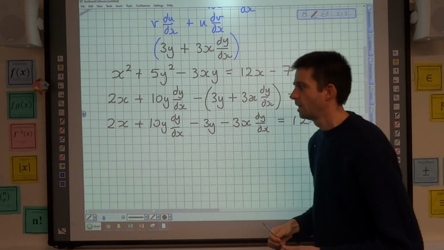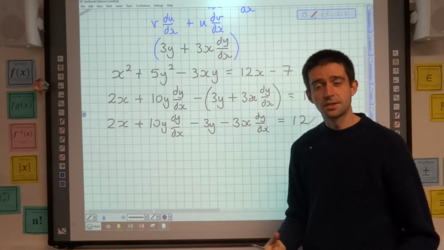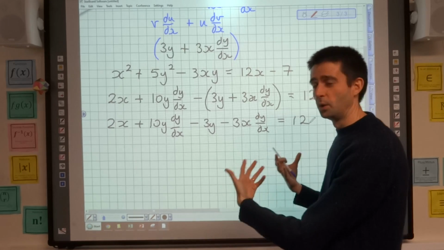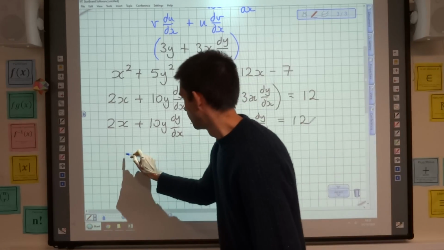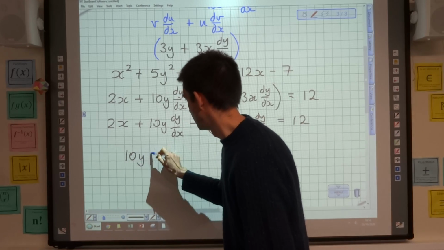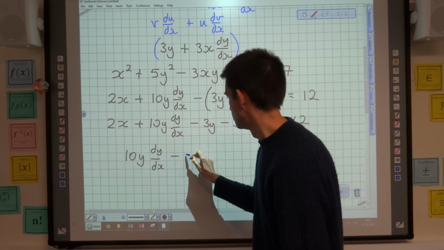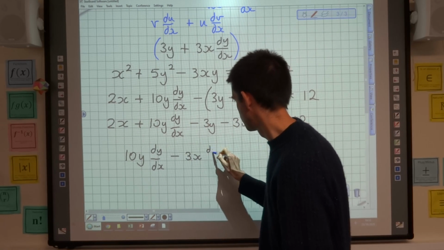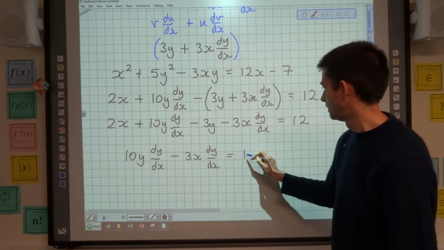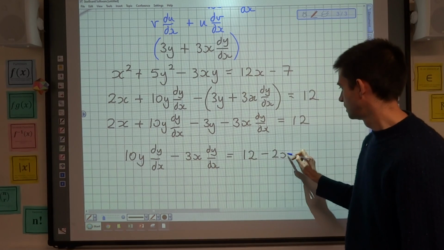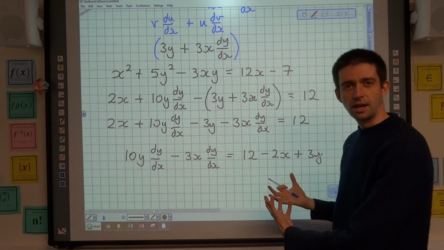equals 12. And as with the previous example, I've been asked for an expression for dy dx, so I'm going to try now to write this with dy dx being the subject. So I'm going to keep the two terms that contain dy dx on the left hand side, so 10y dy dx minus 3x dy dx equals 12 minus 2x plus 3y, moving everything else over to the right hand side.